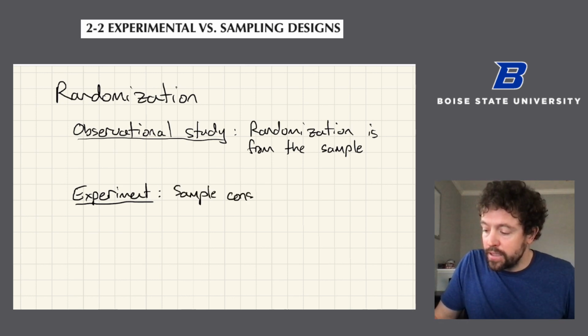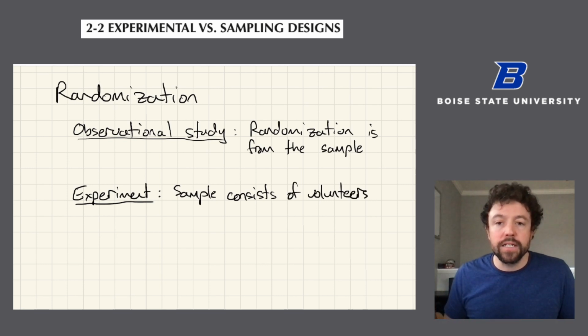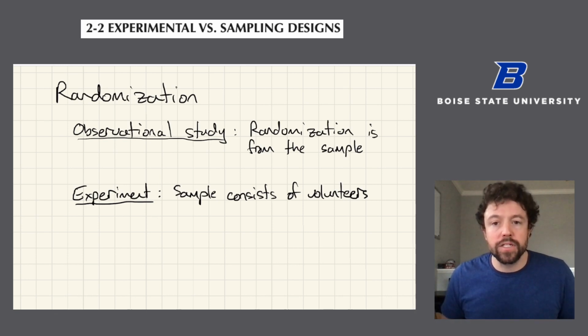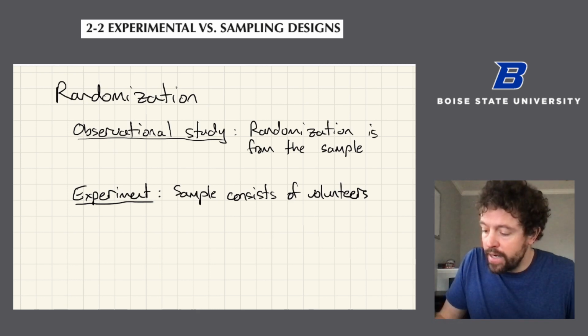In fact, the sample usually consists of volunteers in some sense. And if your sample consists of volunteers, then you can't expect that your sample is at all representative of the population. And so you have to introduce randomization in a different way. Fortunately, we can do this because the fundamental distinction between an experiment and an observational study is that the researchers get to control one or more variables. They control some explanatory variables. And so the way that randomization shows up is by randomly assigning treatments.